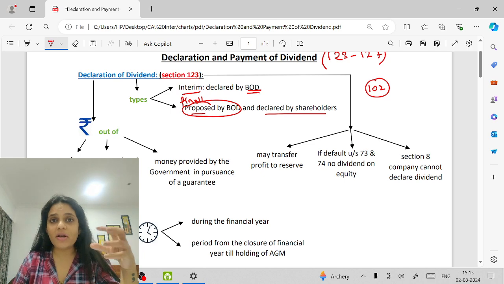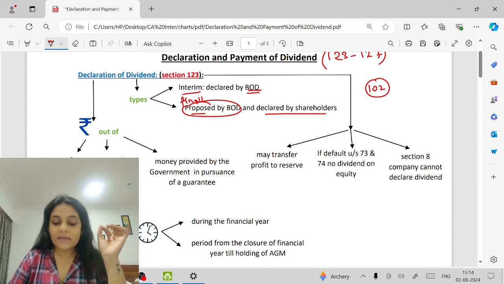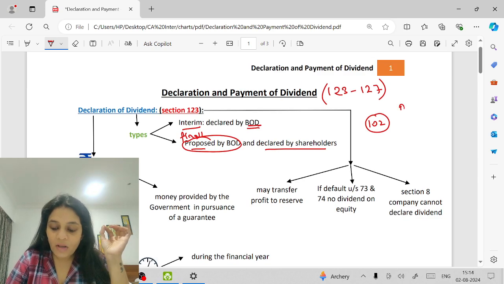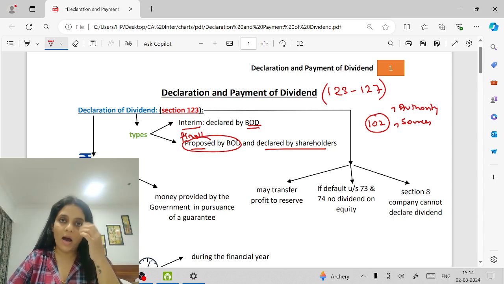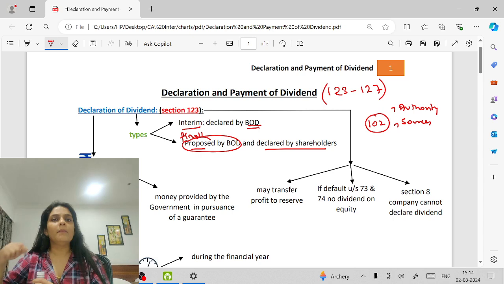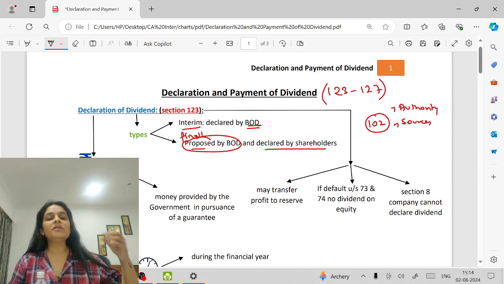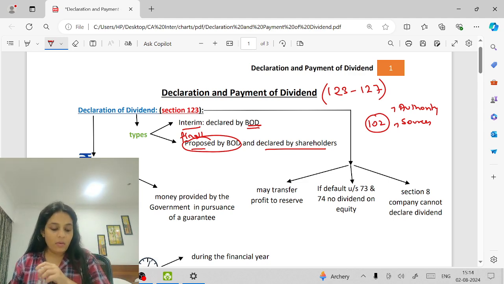Ma'am, you just told us that the rules of final dividend and interim dividend are the same, and now you are telling us that one is declared by the board, whereas the other is declared by the shareholders. So the thing is that other than the authority to declare and the sources, that is the funds from where the declaration is made, the rest are all the same. All the other provisions apply to both final and interim dividend. But the authority to declare and the sources of money to declare are different.